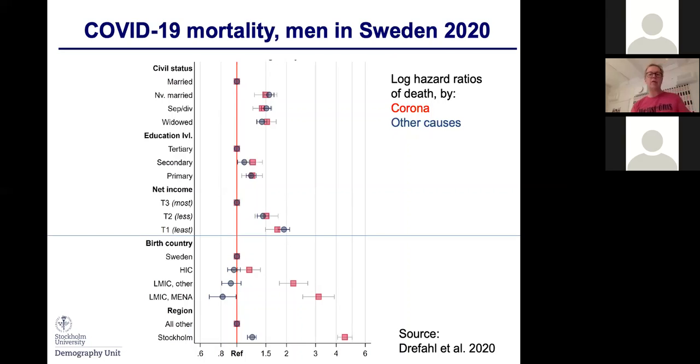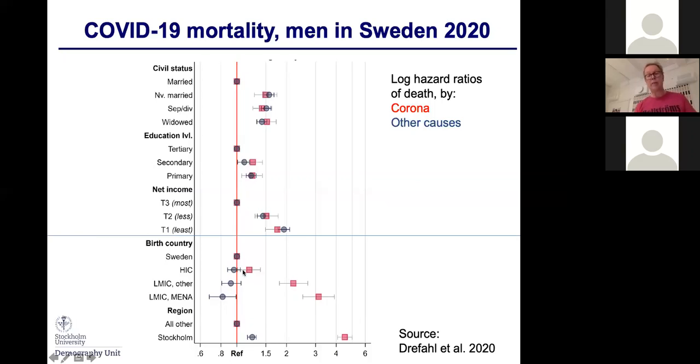But if we go below this blue line, you can see that patterns are totally different when we look at country of birth and region in Sweden. If we first look at region in Sweden, there is not much difference in the general mortality between Stockholm and the rest of Sweden. But during this period, Stockholm was the center of the pandemic, and there was 4 times as high mortality from corona if you lived in Stockholm than in the rest of Sweden.